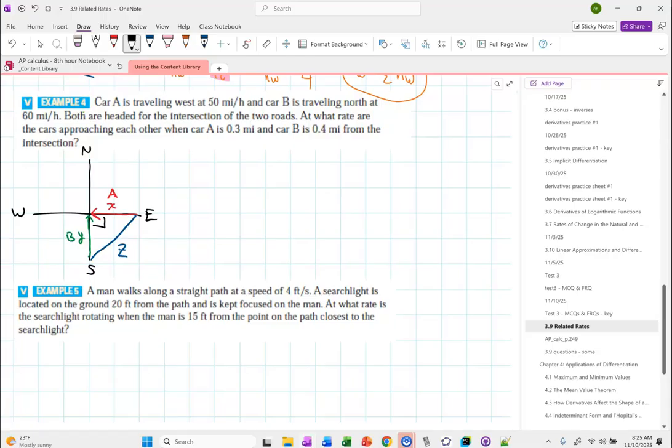Okay. Let's identify what are variables for us with respect to time. So X, Y, and Z, are these changing at each instant? Yeah, right? Y is getting shorter, X is getting shorter, Z is getting shorter. So these are all variables with respect to time.